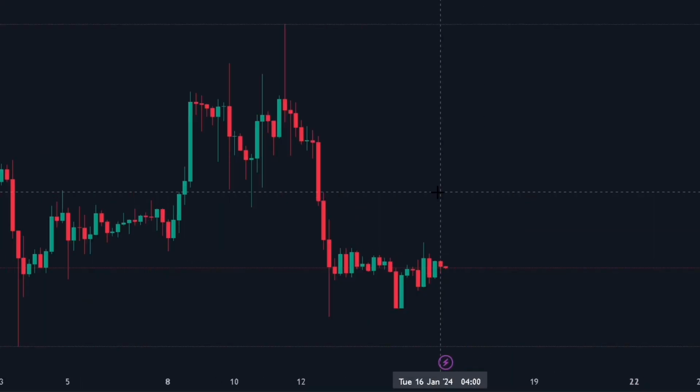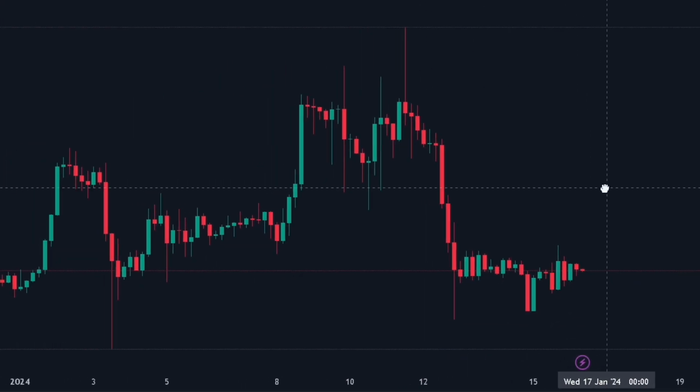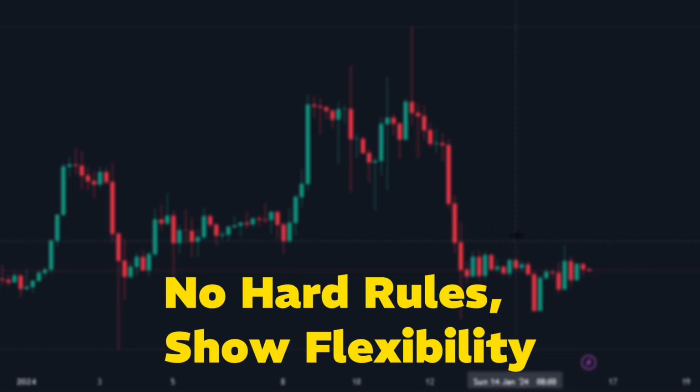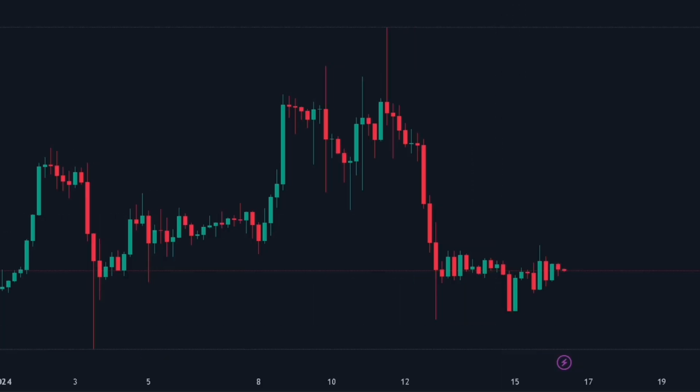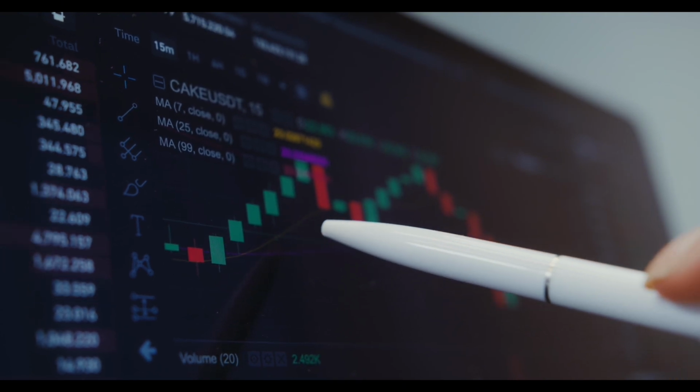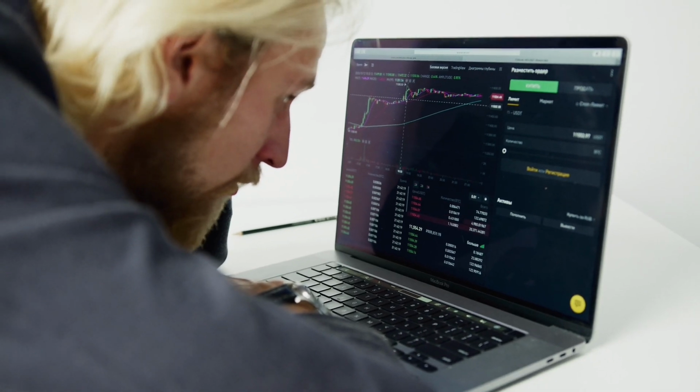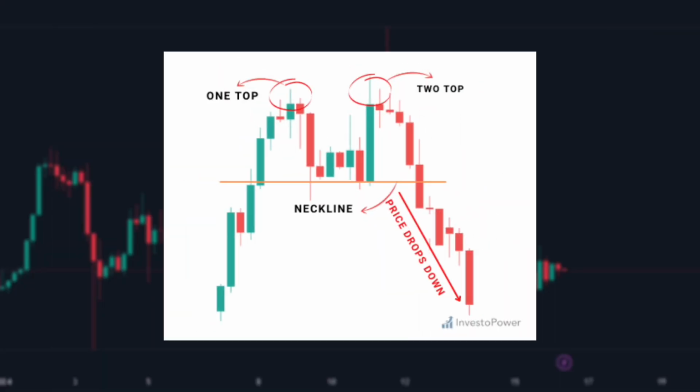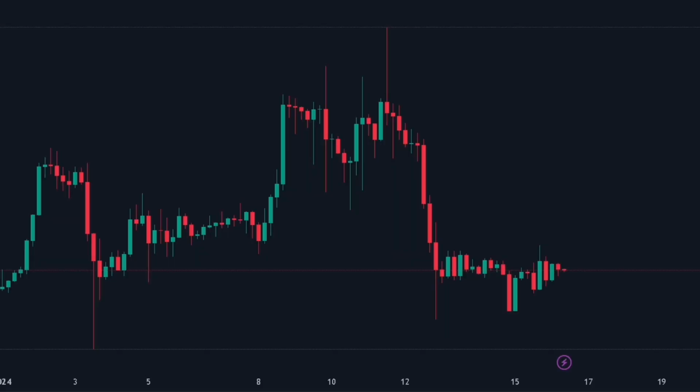of the market. Which brings us to point number 2, no hard rules and show flexibility. Following the rule number 1, which was about context and adapting to the current condition of the market, here we must show flexibility. Be water, my friend. When you're studying trading books or watching educational courses, you always see perfect price action patterns. But you must understand the fact that in reality, they rarely happen in that perfect shape.